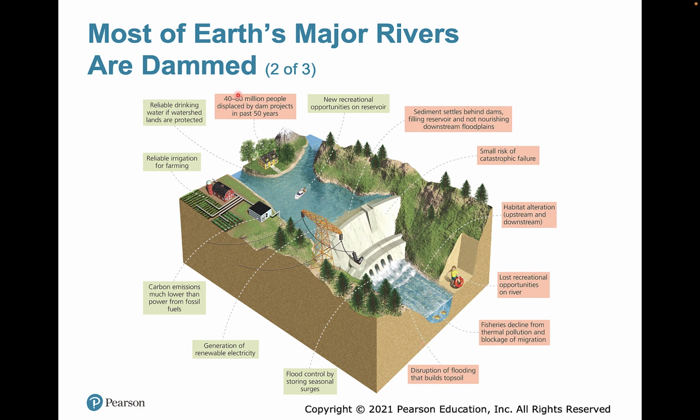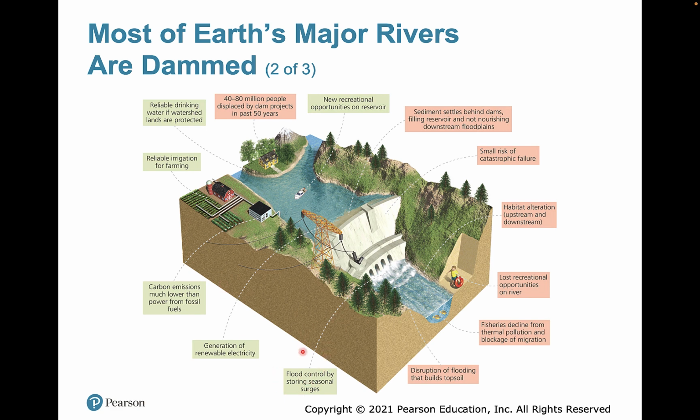And upstream of the dam, in the last 50 years, 40 to 80 million people lost their homes because the river valley got flooded to build a dam. Okay, so those are all the negative sides. Positive sides are the green. You've got new recreational opportunities on the reservoir. So you can charge for entrance. You can charge to bring your boats. If the watershed and the land around the reservoir are protected, it's a good source of drinking water. It's a good source of irrigation water for farming without pulling from aquifers.